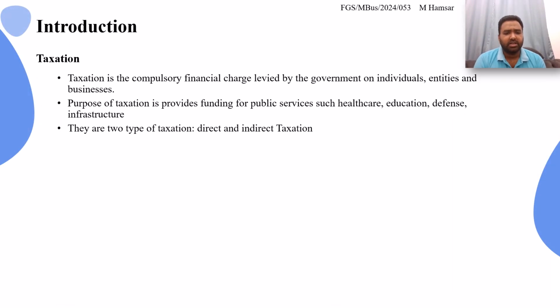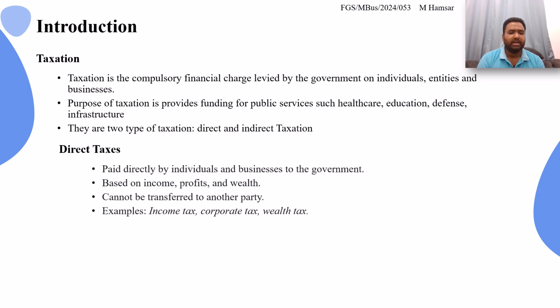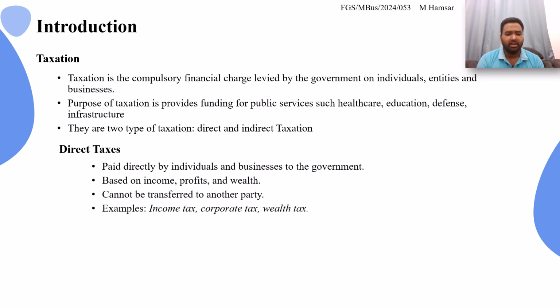Introduction. Taxation is the compulsory financial charge levied by government on individuals, entities and businesses. The purpose of taxation is to provide funding for public services such as healthcare, education, defense and infrastructure. There are two types of taxation, direct and indirect. Direct tax is paid directly by individuals and businesses to the government based on income, profit and wealth. It cannot be transferred to others, such as income tax, corporate tax and wealth tax.